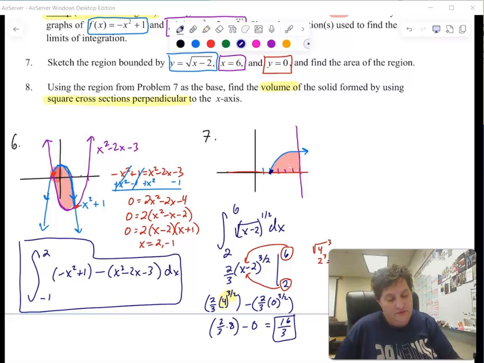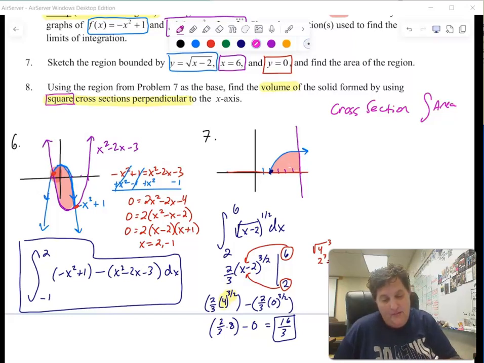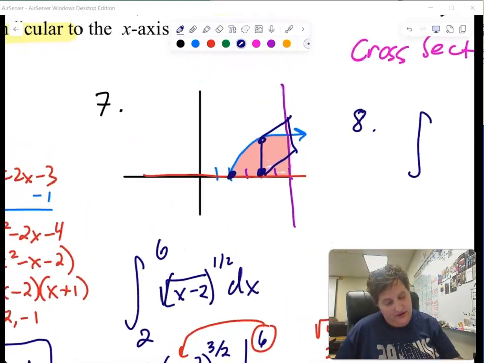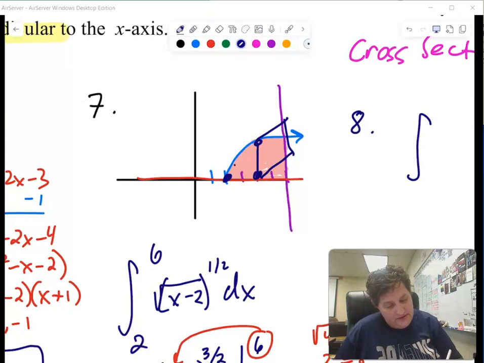All right, what you guys want to remember about this is whenever it says the word cross section, we're just integrating the area of whatever geometric shape it gives us. And in this case, it gives us a square. The square would be the base, and then it would come up like that, and it's perpendicular to the x-axis. Good. The base is the y value.